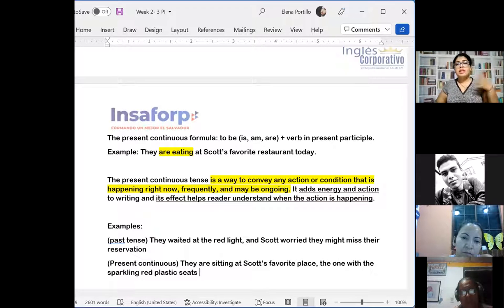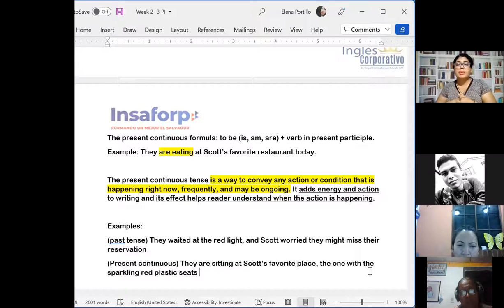So in the first sentence we had that is in the past, and it says they waited at the red light and Scott worried they might miss their reservation. So in that sentence we said that they are going to some place, they are going to do something, and Scott is worried that they miss their reservation at the restaurant. So in that case, the action is happening in the past, but now we are going to know what is happening right now, because we need to know what is the action that is happening right now.